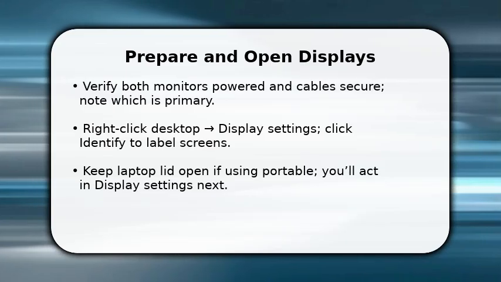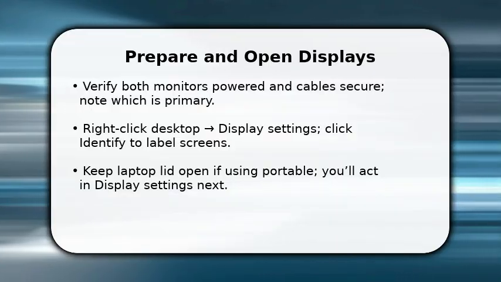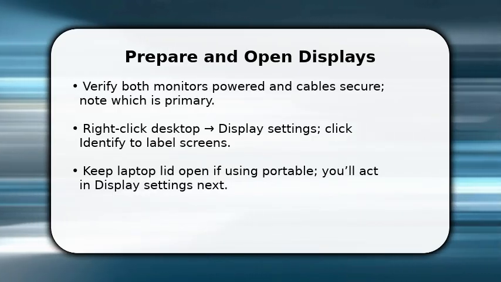You start without delay. Confirm both screens are powered and cables snug so Windows detects them. Once done, right-click the desktop and open Display Settings. Hit Identify to see which monitor is 1 or 2. Make sure you're on the correct display tile. This matters because the next steps affect only the chosen screen.